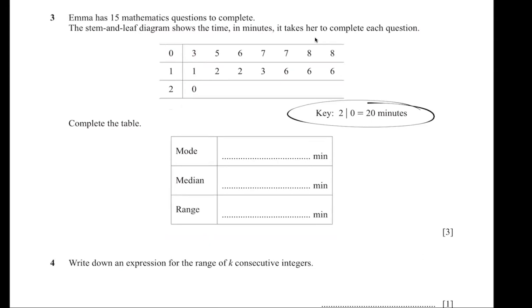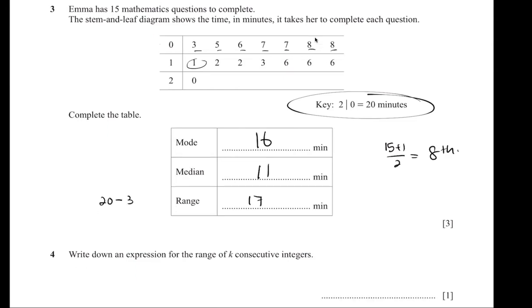Now we need to find the mode. The mode here is the most frequent number, which is 16. So I'm just going to write 16 here. And then the median, there are 15 numbers. So the median position is 15 plus 1 divided by 2, which is the 8th number. We count 1, 2, 3, 4, 5, 6, 7, 8, and the median is 11. So let's calculate the range. For the range, we use the biggest number minus the smallest number, which is 17.